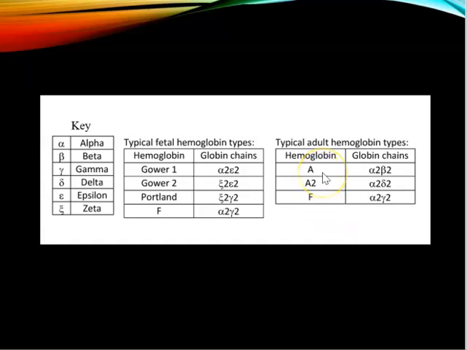So remember that our A type hemoglobin has 2 alpha and 2 beta. Our A2 hemoglobin has 2 alphas and 2 deltas. And our F hemoglobin has 2 alphas and 2 gammas.